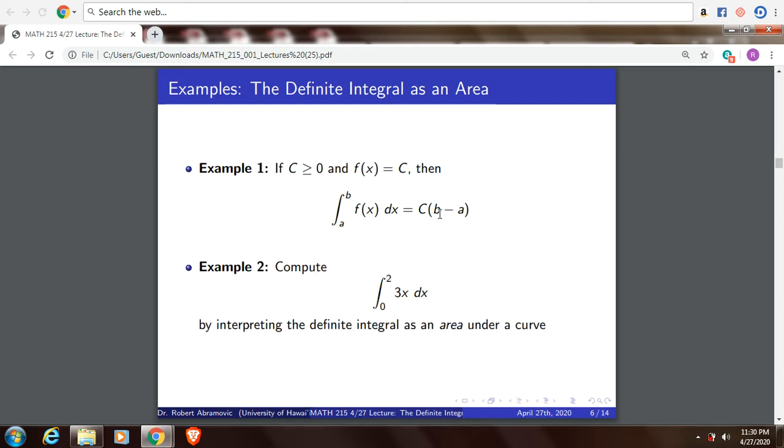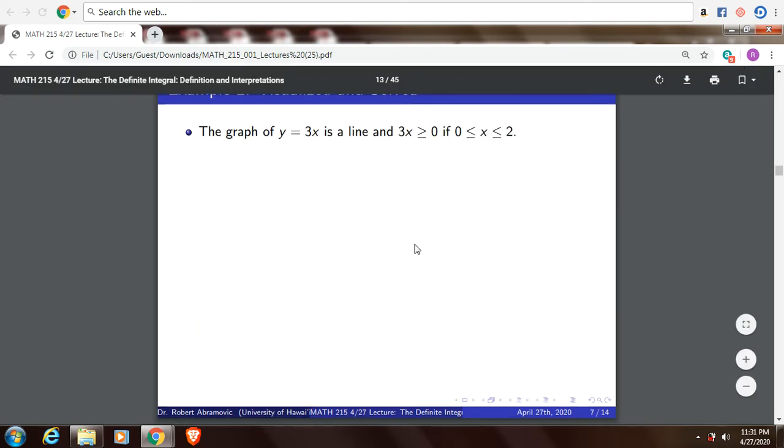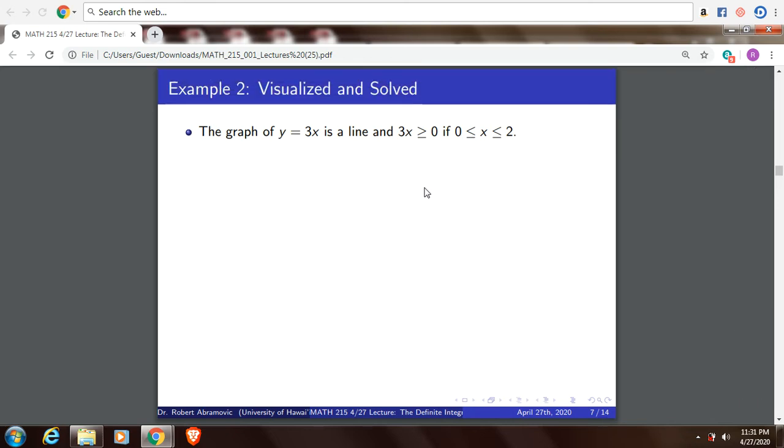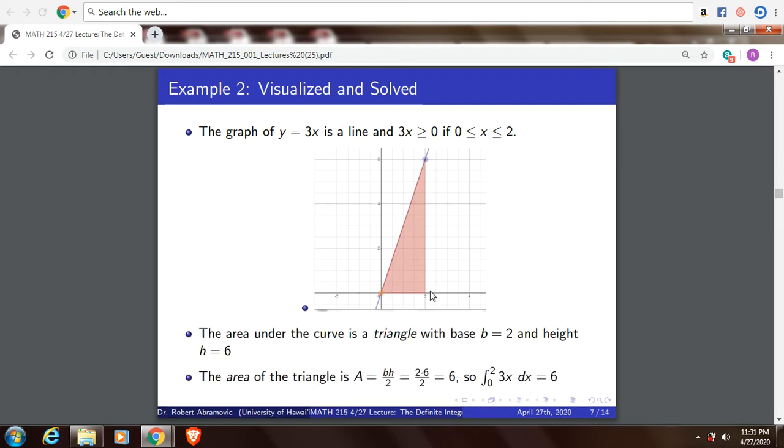Another example is to compute the definite integral from 0 to 2 of 3x dx by interpreting this definite integral as an area under a curve. And we'll see how that plays out in the next slide. The graph of y equals 3x is a line, and 3x is greater than or equal to 0 if x is between 0 and 2. So this is the area we're computing. It's the area under the curve y equals 3x from x equals 0 to x equals 2. The area is a triangle. It has base 2 and height 6.